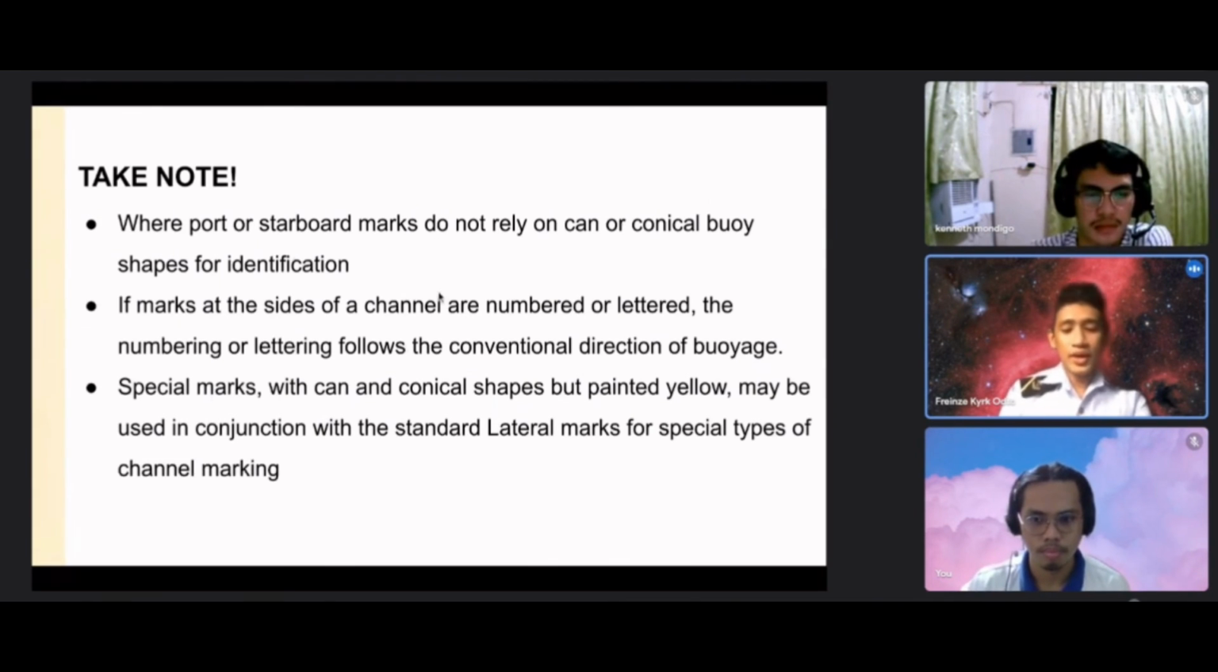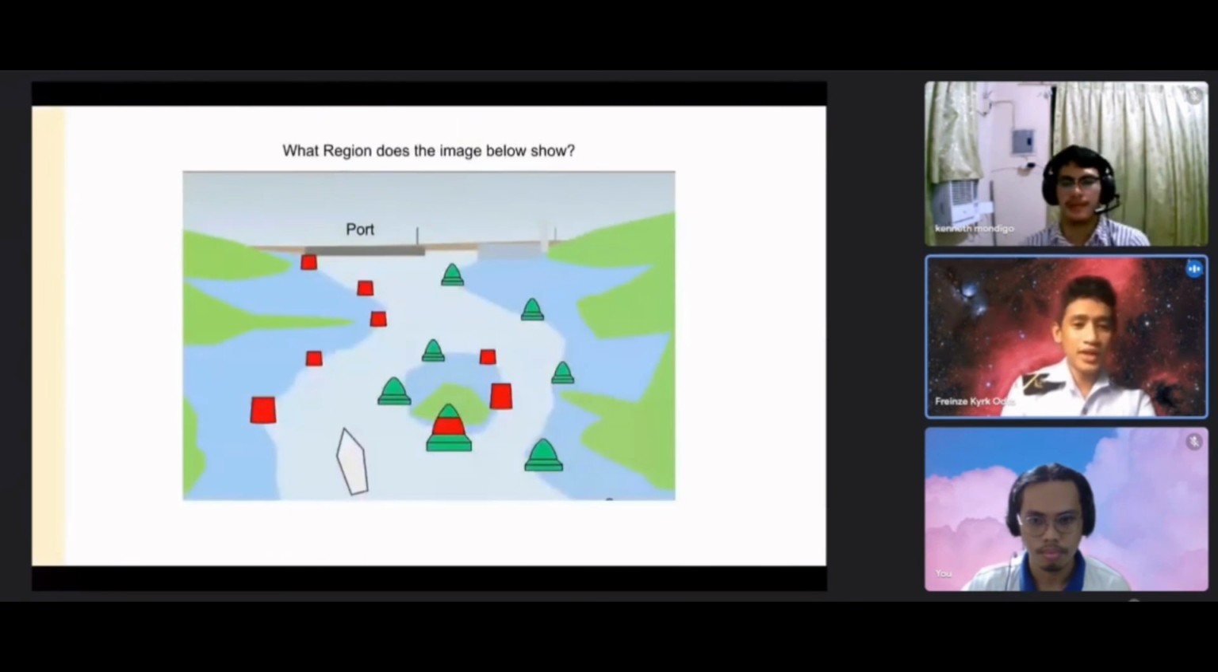So now, taking into account what we have discussed earlier, let's have a quick review. What region does this image below show? So if you know the answer, kindly comment it in the comment section, and I'll just give you 5 seconds to think about your answer.